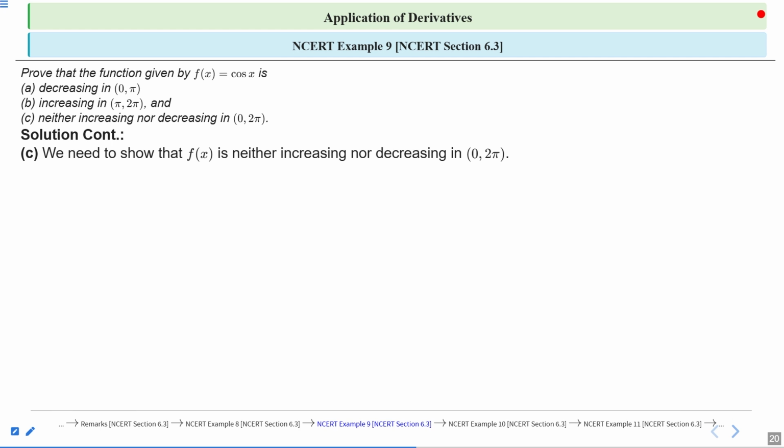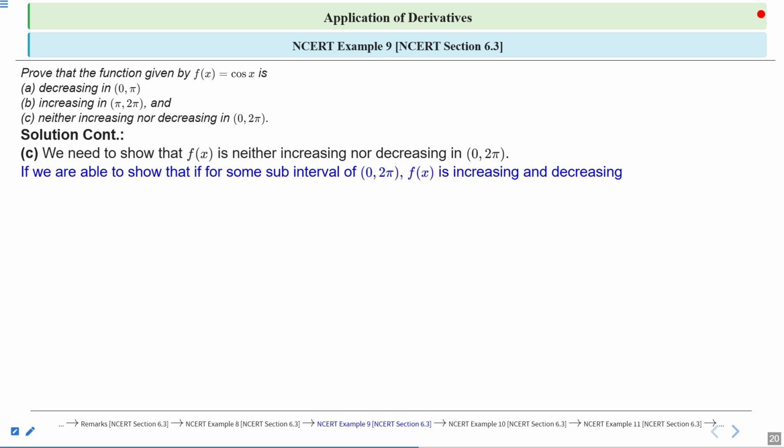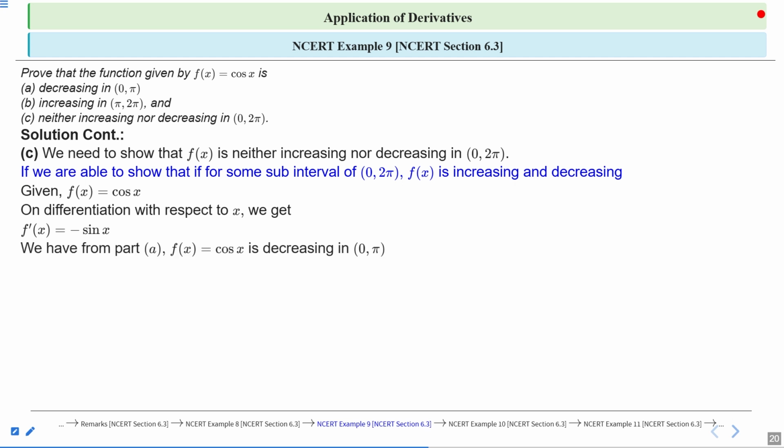Now, part C, we need to show that f(x) is neither increasing nor decreasing in 0 to 2 pi. If we are able to show that for some subinterval of 0 to 2 pi, f(x) is increasing and decreasing, given f(x) is equal to cos x, on differentiation with respect to x, we get f'(x) is equal to minus sin x. Now we have from part A, f(x) equal to cos x is decreasing in 0 to pi. We have already seen. And from part B, f(x) equal to cos x is increasing in pi to 2 pi.